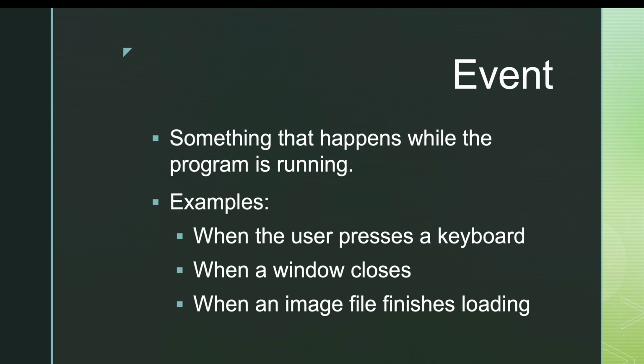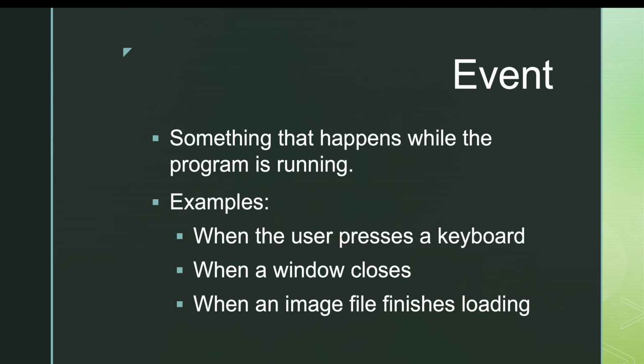Okay, so what are examples of these events? For example, when you ask the user to input his name, that can be an example of an event. When you try to terminate a frame, that can be considered an event. For example, you click a button, and it will tell the program that whenever this user clicks this button, the window should be closed. That's an example of an event. Or when an image file finishes loading, that's also an example of an event. So any interaction among the objects within the program is considered an event.